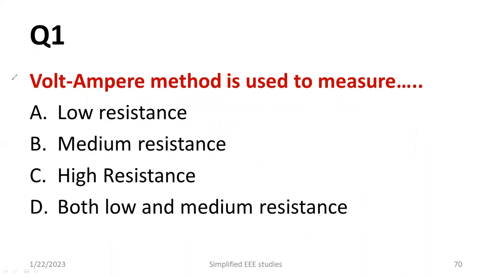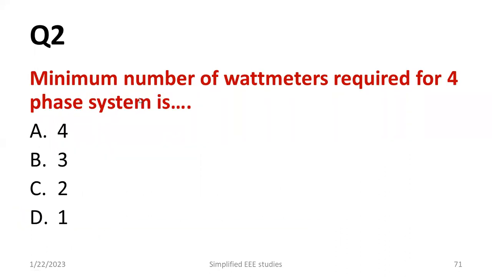The first question, I have seen this question in many question papers, especially in the SSC junior engineer level examination. Volt ampere method is used to measure dash. So what is the purpose of volt ampere method? Actually, volt ampere method is most suitable for measurement of low and medium resistance. You can go ahead with option D. So this is the right answer for this question. Option D, you can go for that. Moving on to the second question.